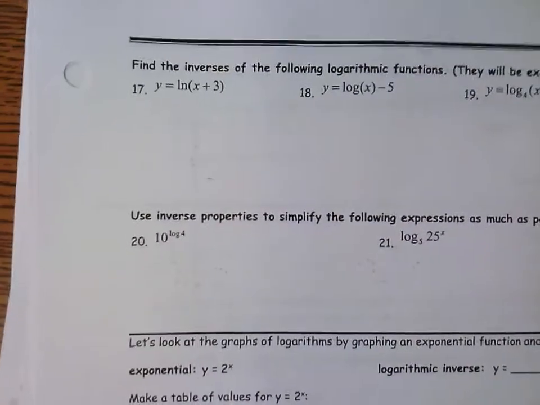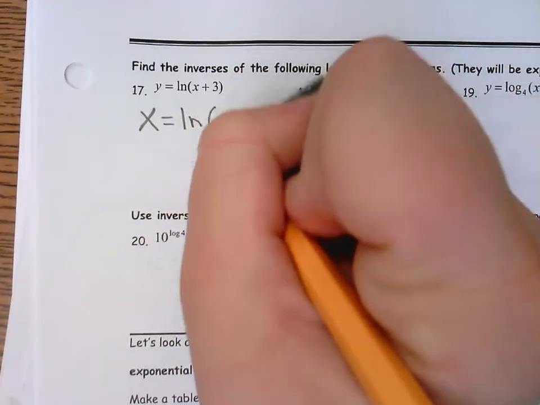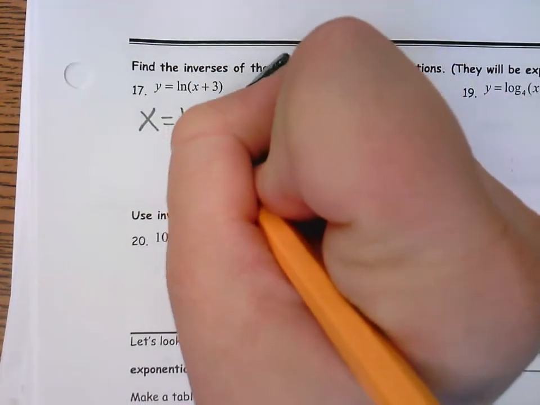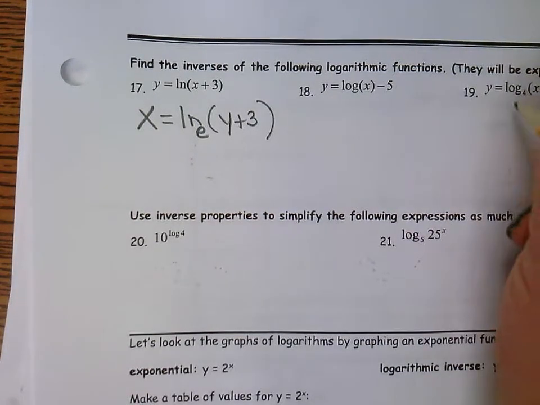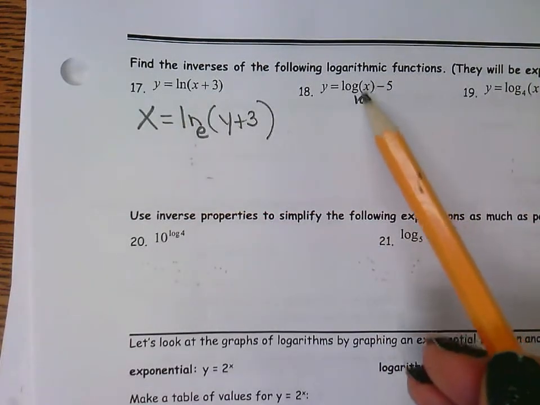So on 17, your first step is to switch x and y. And your second step is to put it into exponential form. You can only do that if you have a base. So what is the base for natural log? So you need to write a little e down there because it's really the log base e. Just like in number 18, that's really the log base 10, right? When there's nothing written there.